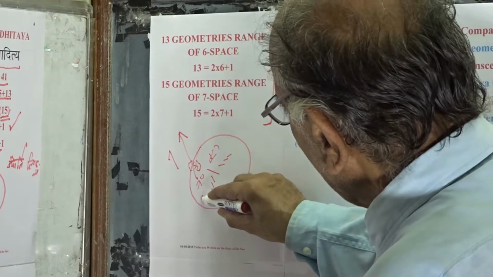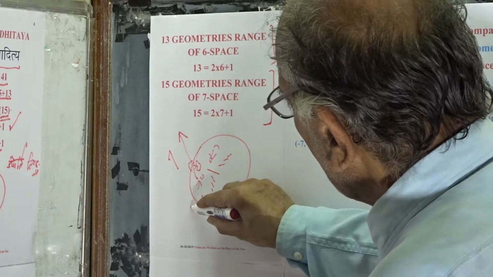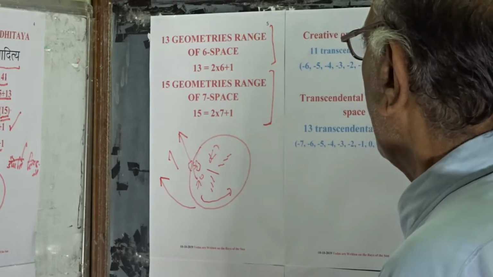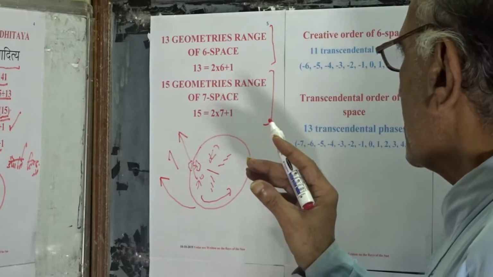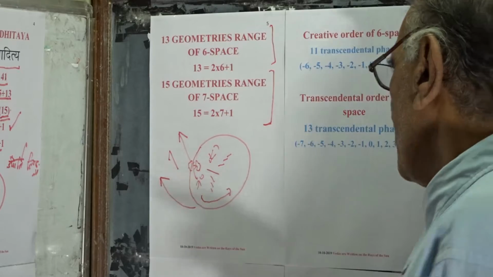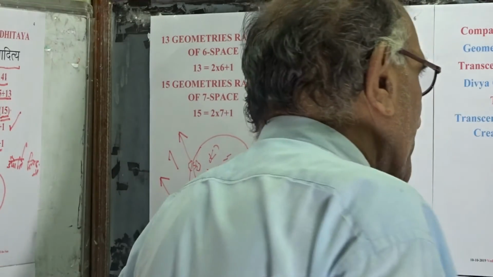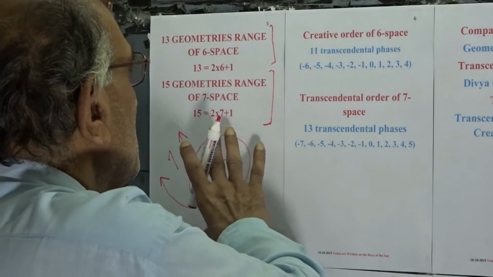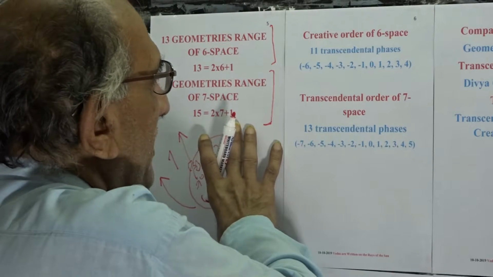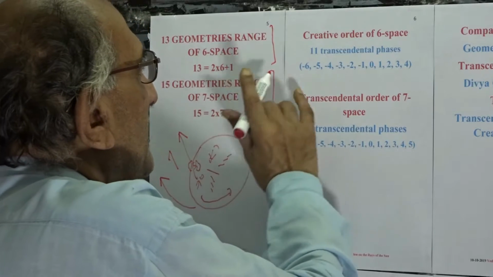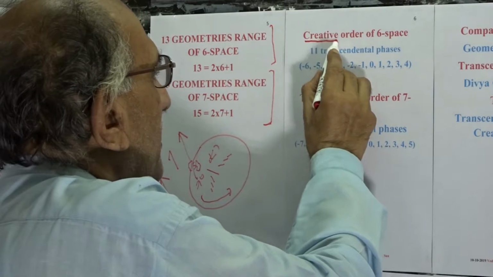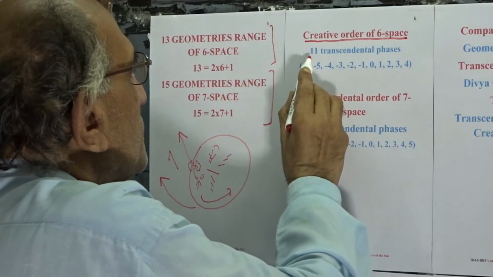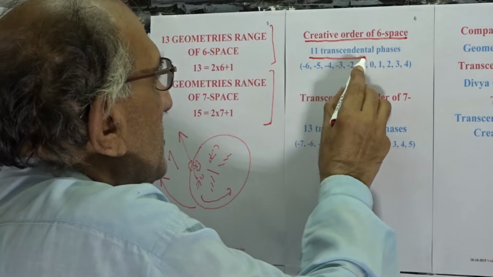So it is this inward expansion and it is the outward expansion which is simultaneously unfolding, and it is this simultaneous unfolding process which deserves to be comprehended well. One is to be face to face with this simultaneous unfolding process. For it, let us see that the creative order of 6 space is leading us to 11 transcendental phases set up.